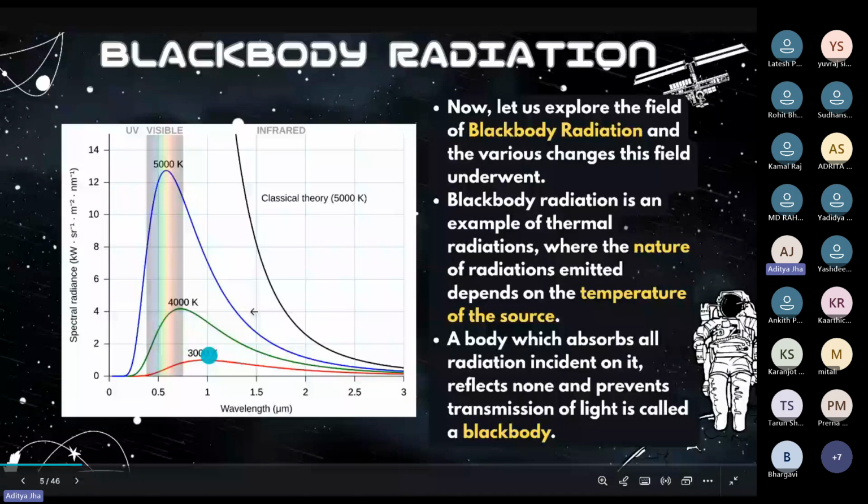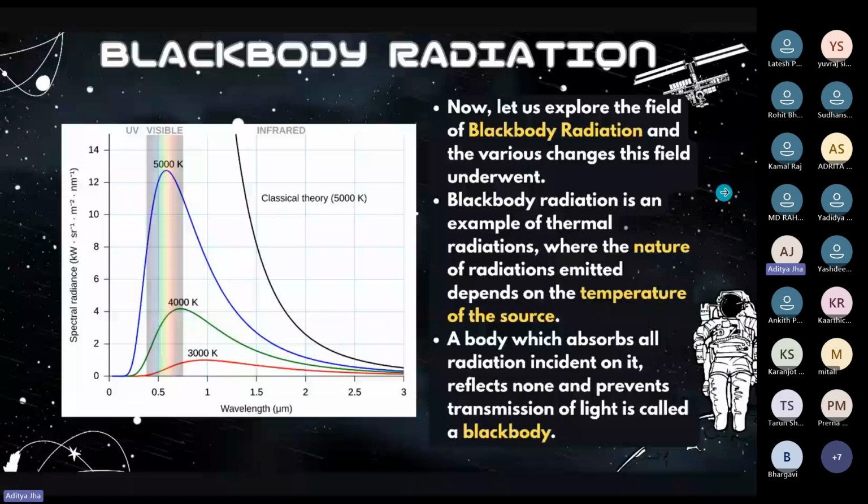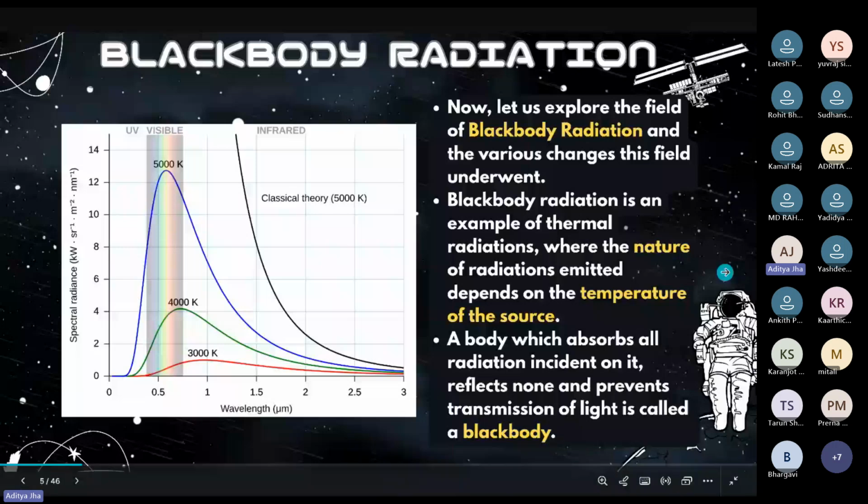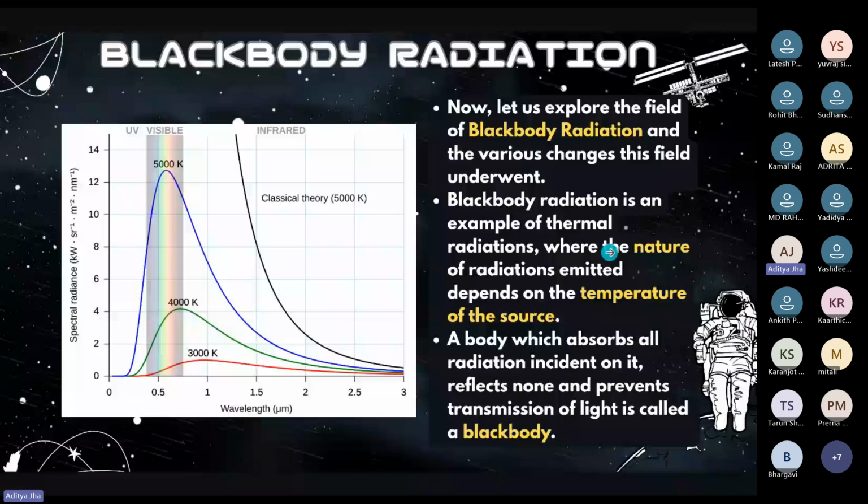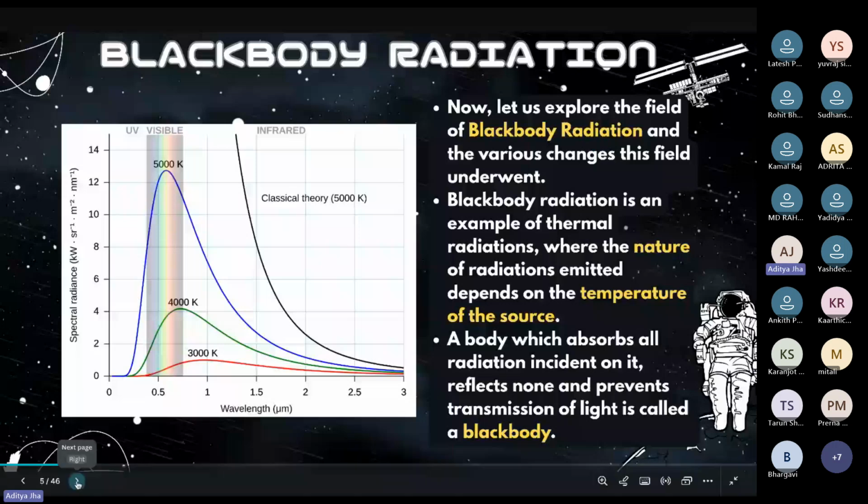So let's talk about black body radiation now. Black body radiation is an example of thermal radiation, where the mechanism by which these radiations are emitted depends on the temperature of the source. A black body is a body which absorbs all the radiation incident on it, reflects nothing, and transmits no light. So whatever light is falling on the black body, it completely absorbs it. So that's a black body, and we'll be studying how black body emission works.